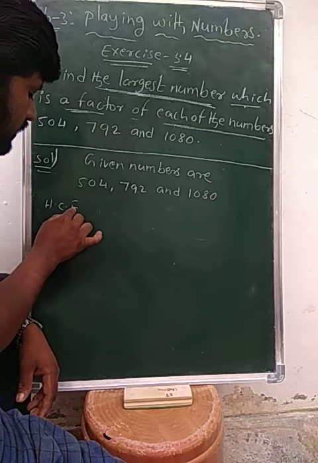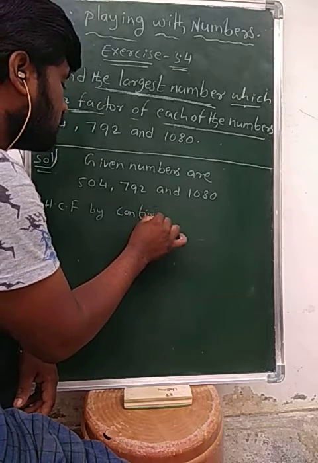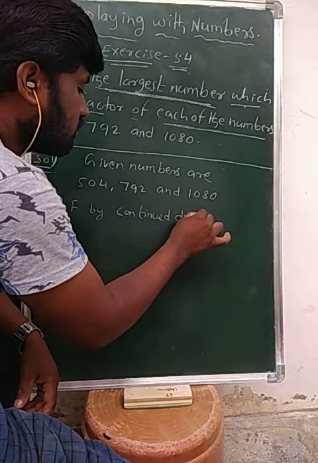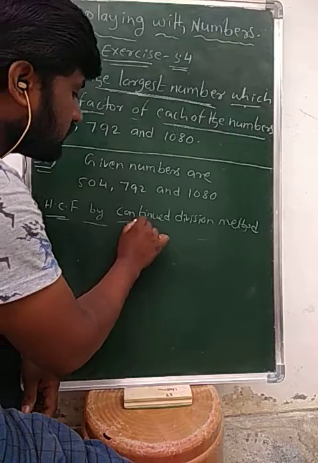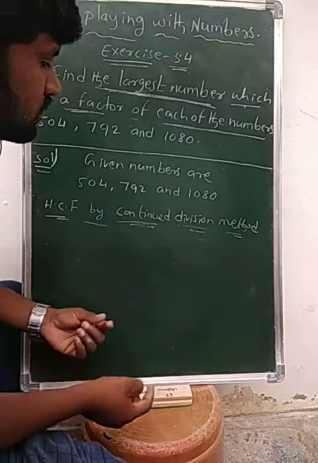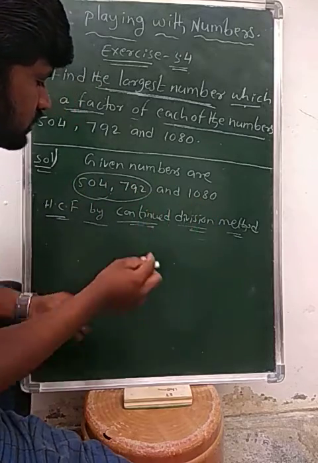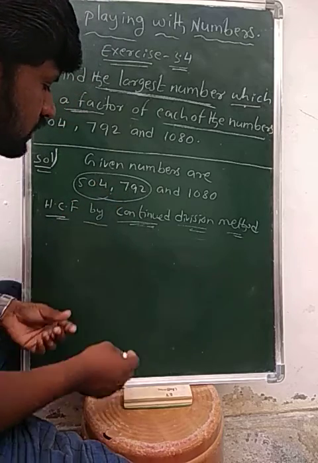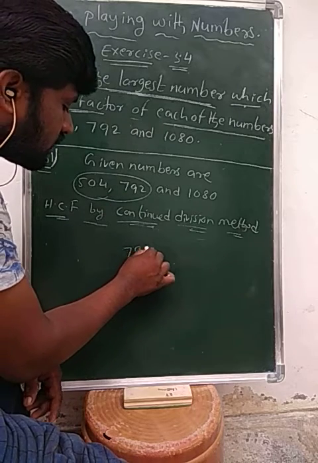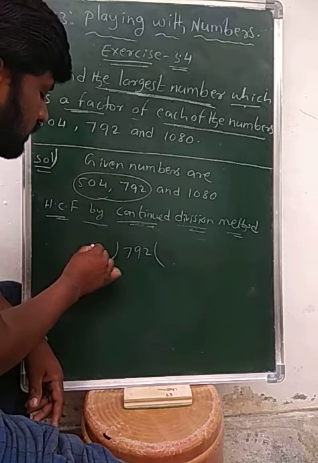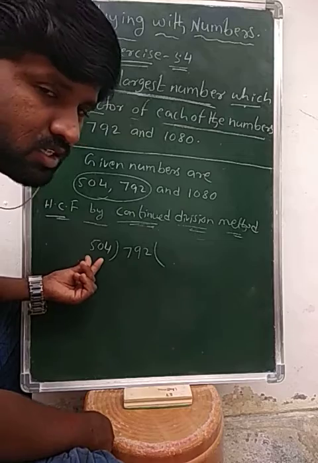HCF, highest common factor, by continued division method. First of all, I am going to find the HCF of the two smallest numbers. Out of these three, these two are the smallest numbers. I am taking these two numbers. Out of these two, which is the greatest number? 792. So I am dividing 792 by 504. Now 792 is the dividend and 504 is the divisor.